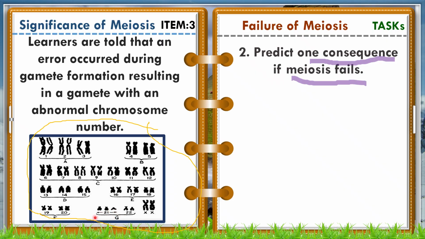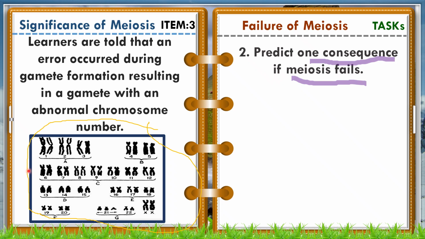But when you look at chromosome pair 21, how many chromosomes are you seeing here? We are seeing 1, 2, 3. Meaning that there was a problem in meiosis. Meiosis failed. One of these chromosomes would have gone into another cell, but it ended up coming here. So instead of having 46 chromosomes, we have an extra chromosome, making it 47 chromosomes. So they are asking us to predict one consequence if meiosis fails.